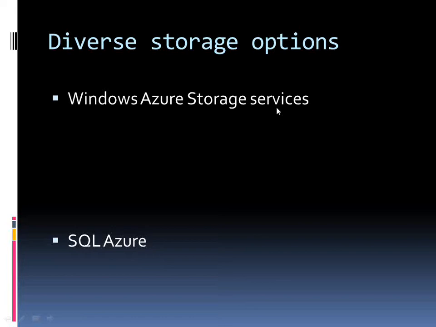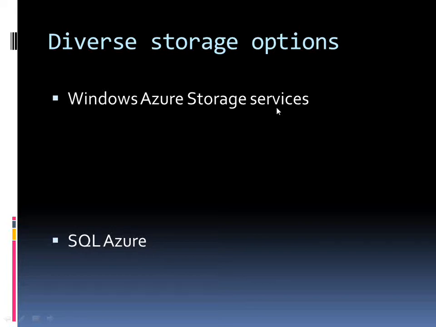So then the question comes, why do we require multiple options? There are applications which may use a relational data store. There are some applications wherein you don't want a relational data store, you want to store huge information in the form of files, could be videos, audios. So to accommodate all these things, Windows Azure provides you two types of storage services. One is your Windows Azure storage service, and the second service that you see is your SQL Azure.